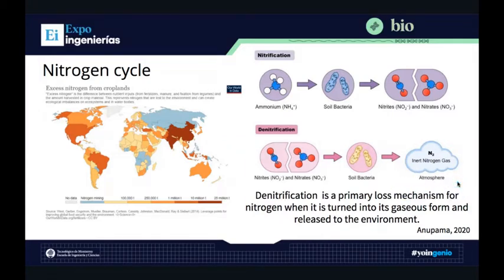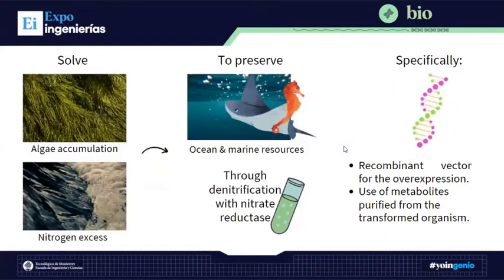Nitrate can easily dissolve in water, and once there, it is hard to remove. This project seeks to make the most out of algae accumulation while solving the excess of nitrogen in seawater through denitrification. This will lead to ocean and marine resources preservation. Nitrate reductase plays a huge part in denitrification, and algae can produce this enzyme. The specific objective of this project is to generate a recombinant vector which might cause the overexpression of nitrate reductase.